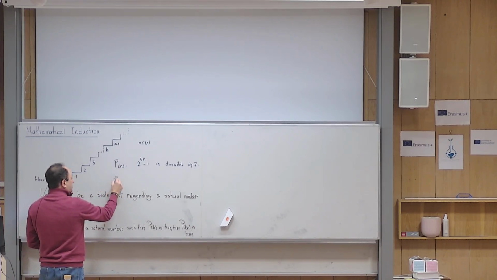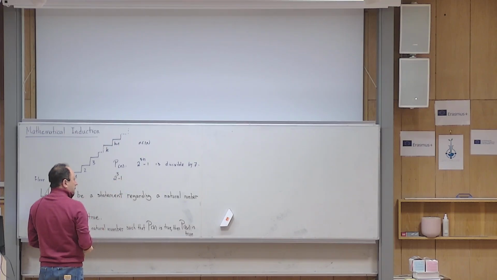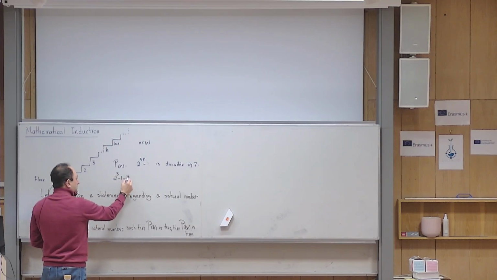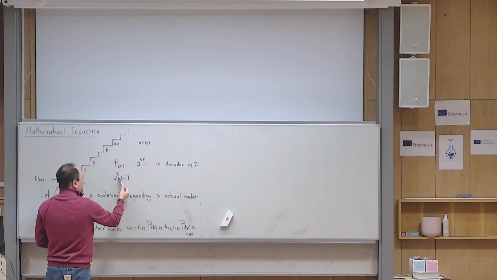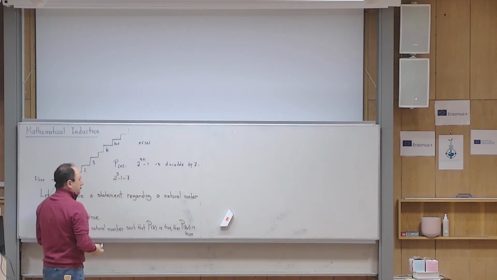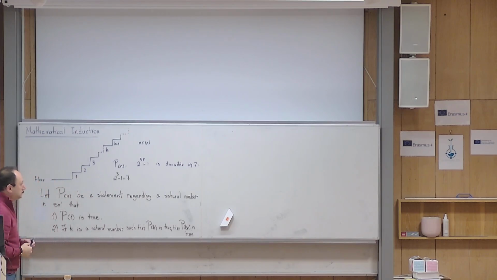You get 2 to the power of 3 minus 1, which is equal to what? 7. And so you say that 2 to the power of 3 minus 1 is divisible by 7. Is it a true statement or not? It's a true statement. So you see, that is what I'm saying.